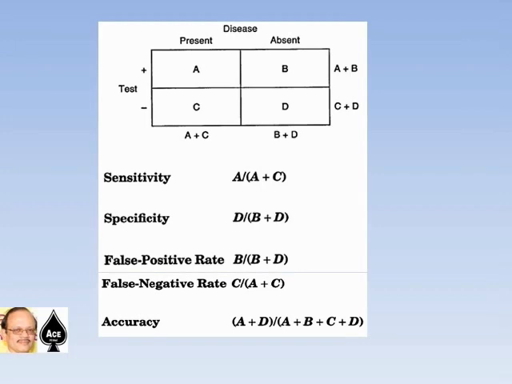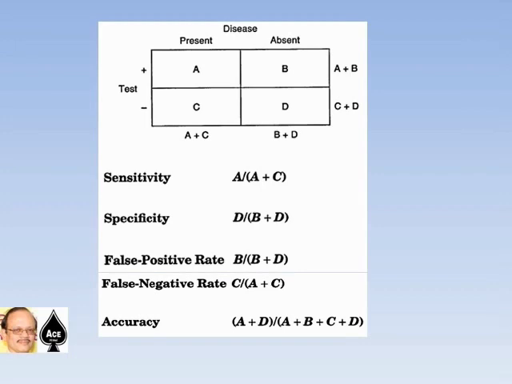False positive rate is B divided by B plus D. False negative rate is C divided by A plus C. False positive means the test is positive but the disease is absent. So no disease is B plus D, test is positive is B. False negative means what? The test is negative but the disease is present in such people. So the total number of people who have the disease, that is A plus C, is the denominator and the numerator is test is negative.